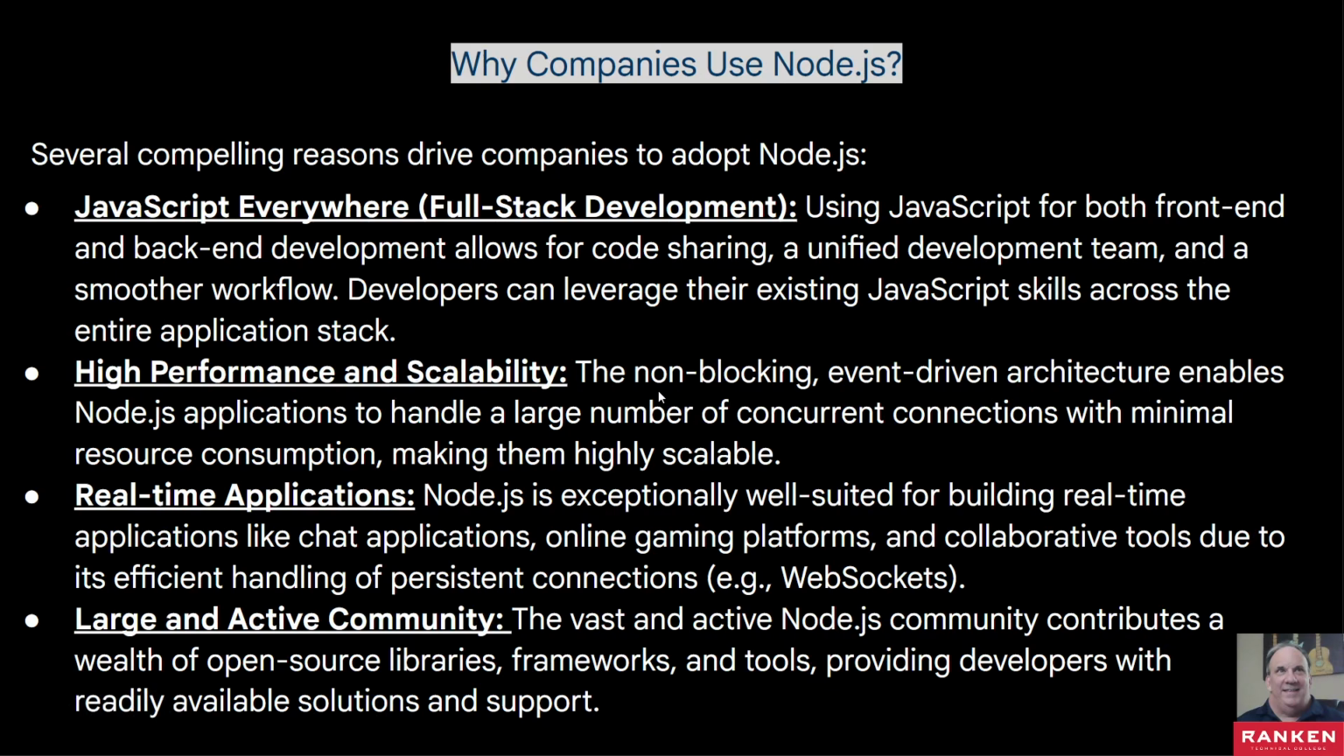High performance and scalability. We talk about non-blocking, how we don't just stop and wait, like with that example of the waiter. It's non-blocking, so it'll go on to the next. The main thread will keep on going forward, and other things will happen while that main thread's continuing on, right? So the non-blocking event-driven architecture enables Node.js applications to handle a large number of concurrent connections with minimal resource consumption, making them highly scalable.